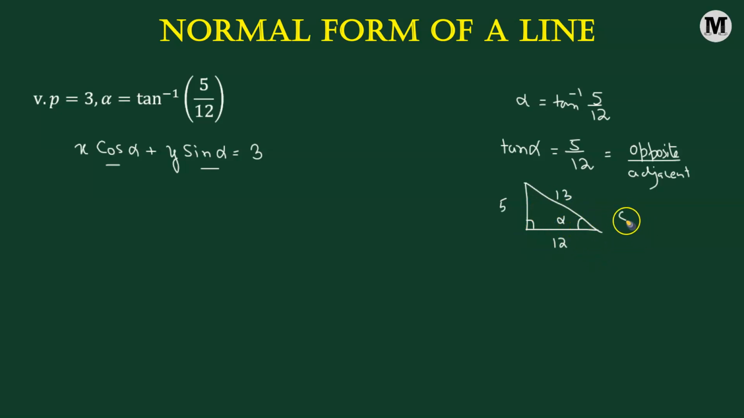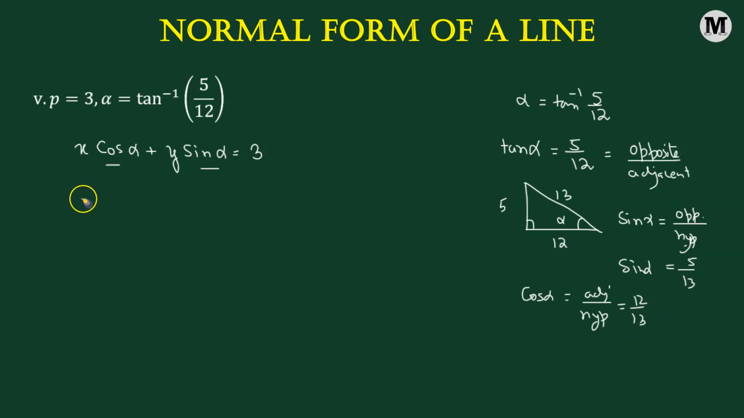We can immediately obtain the value of sine alpha as well as cosine alpha. Sine alpha is given by the opposite divided by the hypotenuse. The opposite is 5, so we have 5 over 13. This is the value of sine alpha. What about cosine alpha? Cosine alpha is simply given by the adjacent over the hypotenuse. The adjacent is 12, so we have 12 over 13.